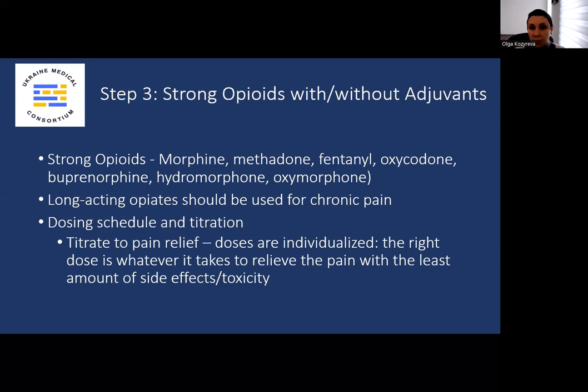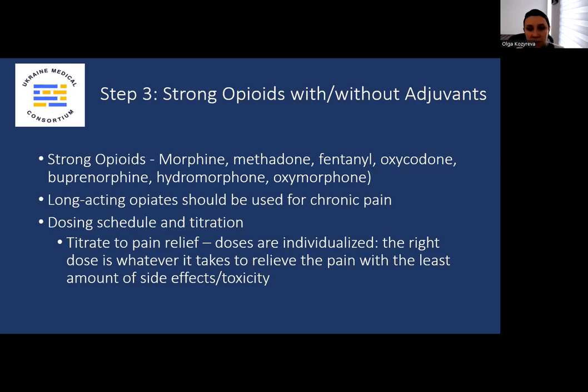We propose that long-acting opiates should be used for chronic pain. A lot of strong opiates are available in short-acting as well as long-acting formulations. Morphine is available as long-acting and short-acting. Fentanyl exists in many forms. I have a slide. Oxycodone is available in short-acting and long-acting formulations. Buprenorphine is available IV and in patch form, a 7-day patch. Hydromorphone is available as short-acting, IV, and long-acting, one pill a day.